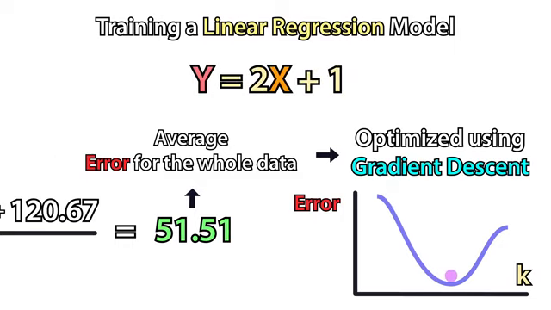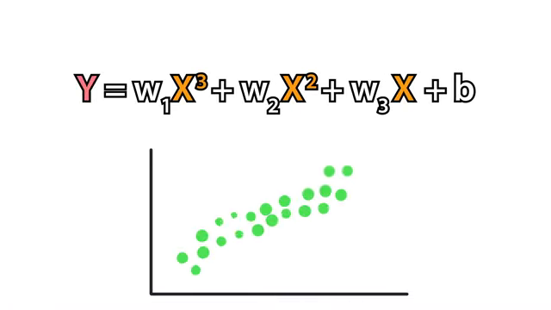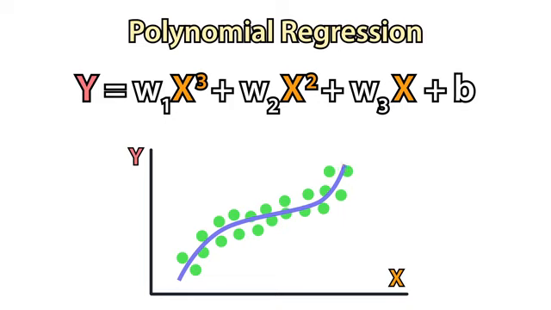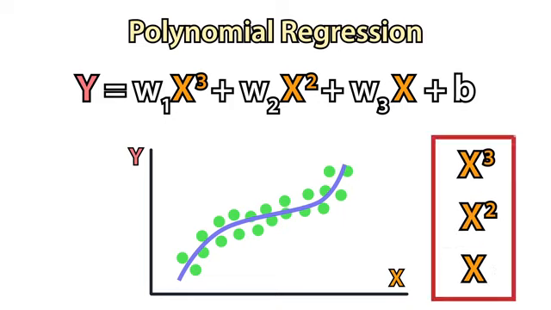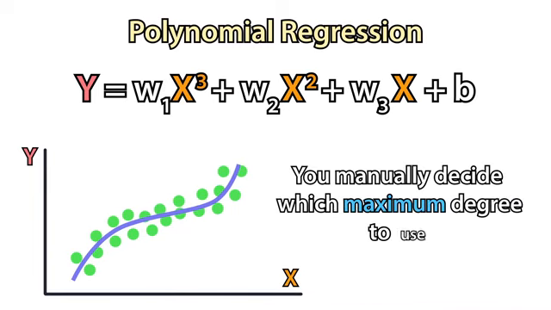Linear regression can be modified by adding polynomial terms for nonlinear data to become polynomial regression. By raising x to various powers, we enable it to capture nonlinear relationships. Note that you manually provide the maximum degree of the polynomial to use.